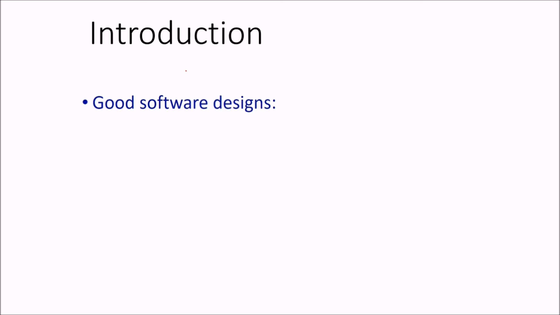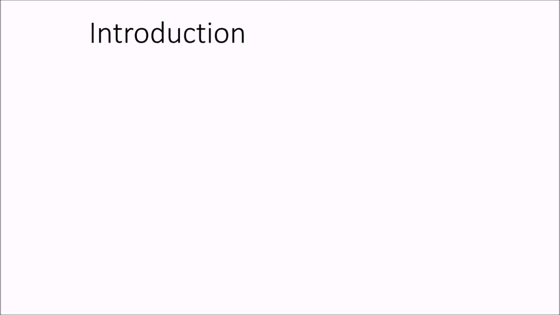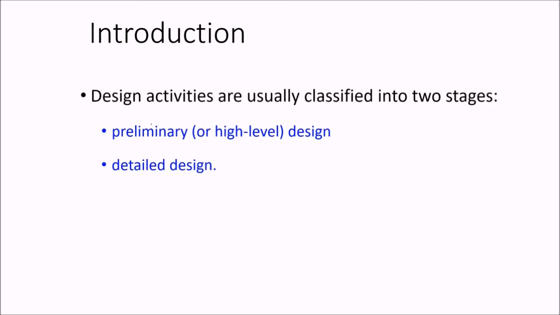So what are good software designs? What will you regard as a good software design? First, there is a series of steps and iterations. Good designs come with a series of steps and iterations, and design activities are usually classified into two stages: preliminary design, or high level design, and then detailed design.